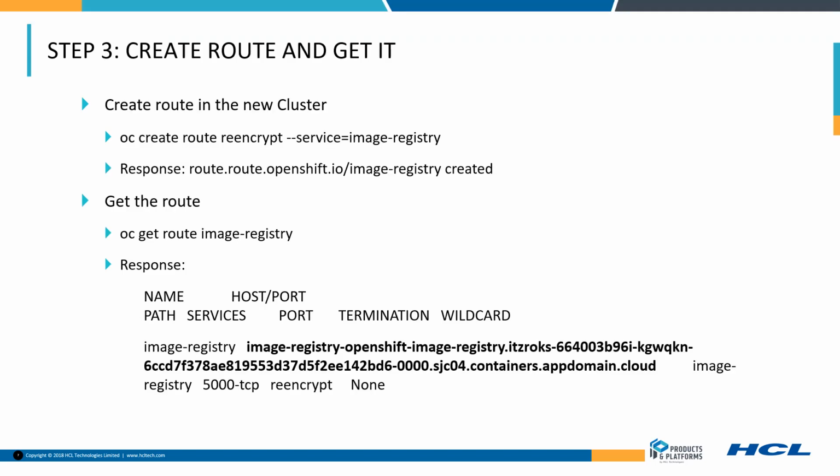A route allows you to access your OpenShift environment from outside. If you have a new cluster, it's possible that a route has not been created for the image registry. Create a new one with the OC create command. Once it's created, use the OC get route command to find out the route. The route will be used during the installation. If a route already existed, you don't need to create a new one.